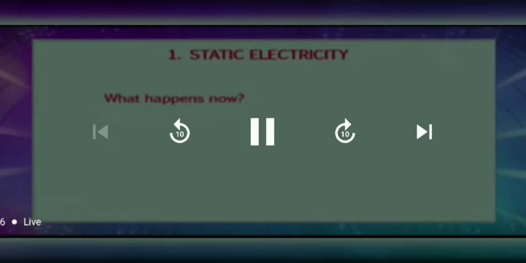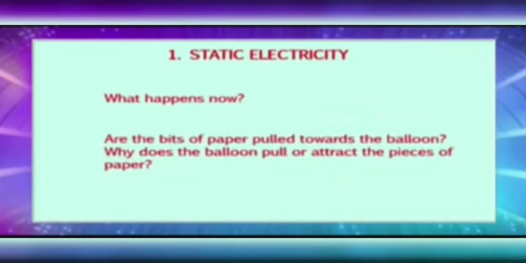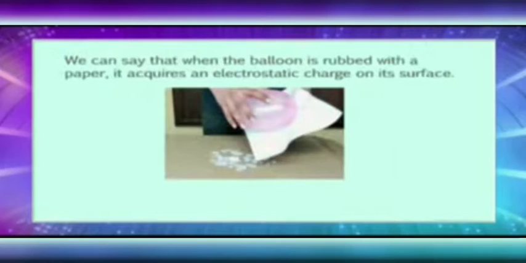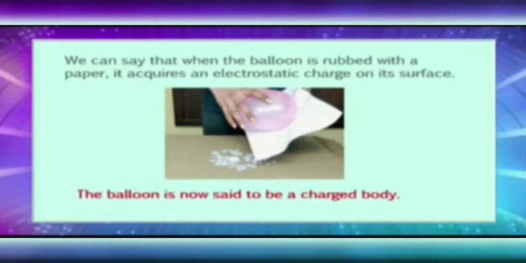What do you see? The bits of paper are pulled towards the balloon. Why does the balloon pull or attract the pieces of paper? We can say that when the balloon is rubbed with a paper, it acquires an electrostatic charge on its surface. The balloon is now said to be a charged body.